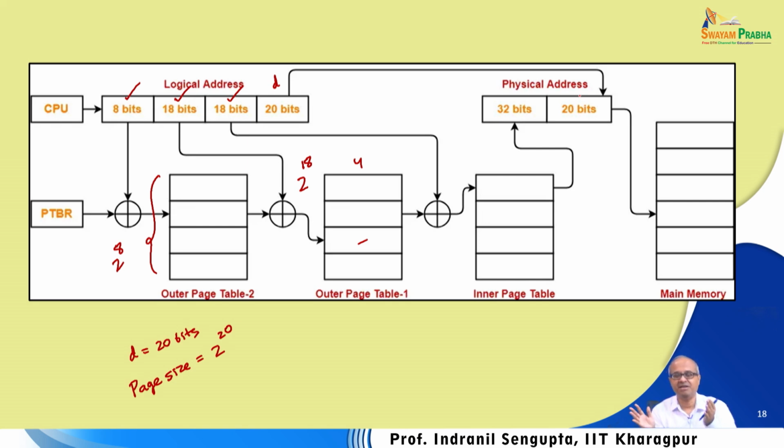So, if we have a multi-level page table, the only price you are paying is that the access time of the page table, in case you do not find it in the TLB, will become larger, either 2 accesses or 3 accesses, and finally you will have to access memory after that.